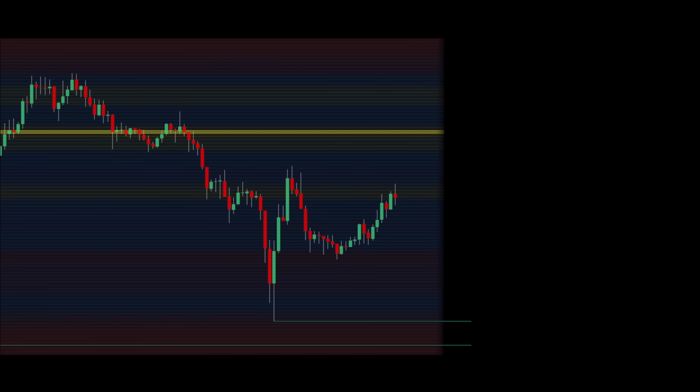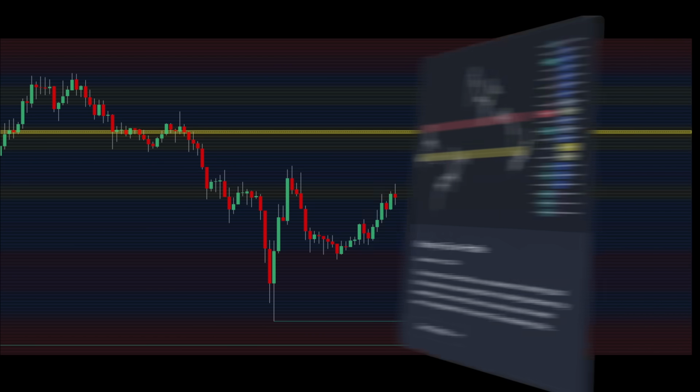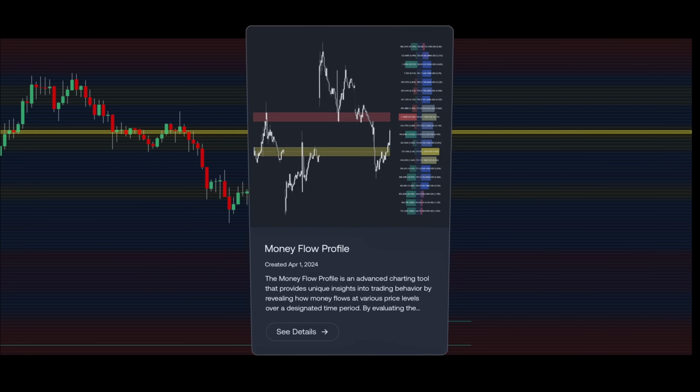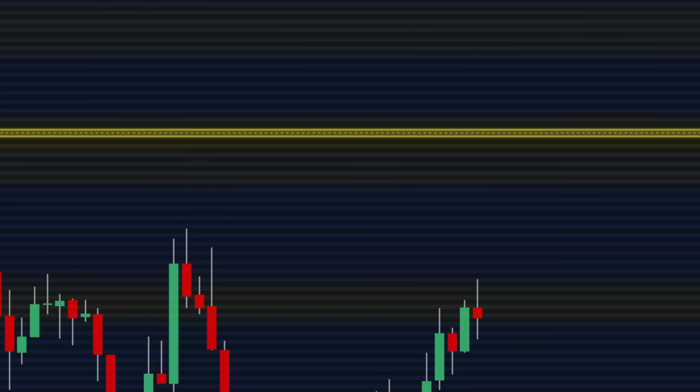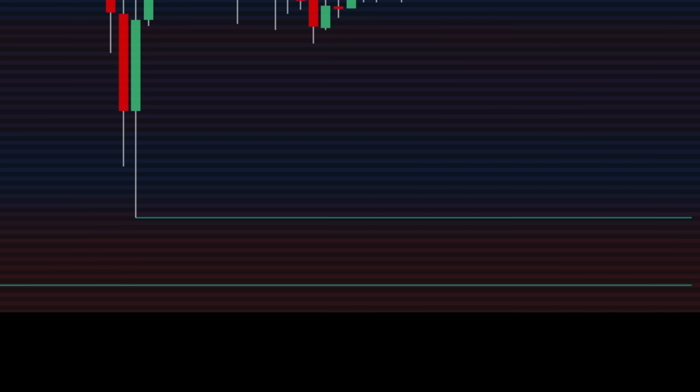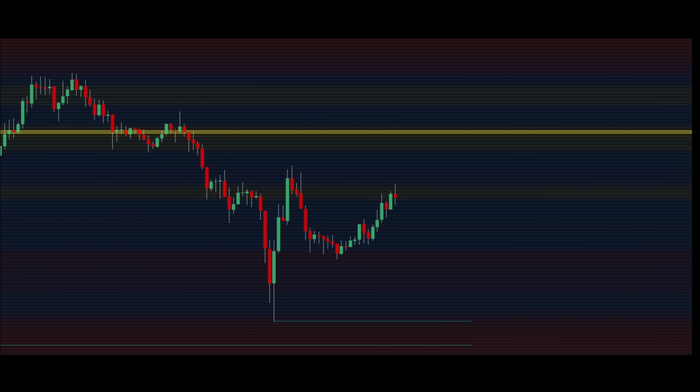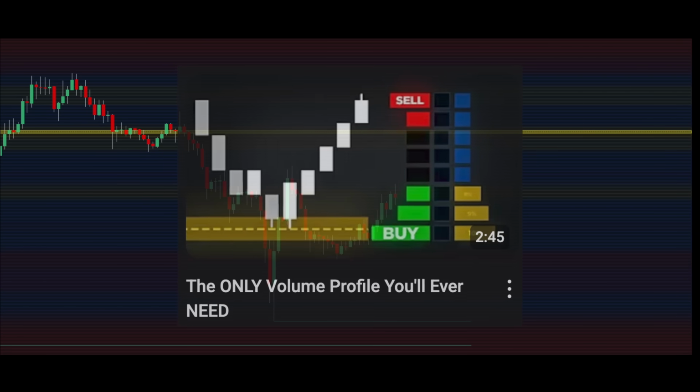This approach can also be combined with other tools, such as volume profiles. In this example, we're using our free money flow profile indicator with the heat map enabled to visualize where volume is concentrated. High volume areas appear in yellow, while low volume zones show in red. To learn more about this indicator, we have a full video that goes over it in detail here.